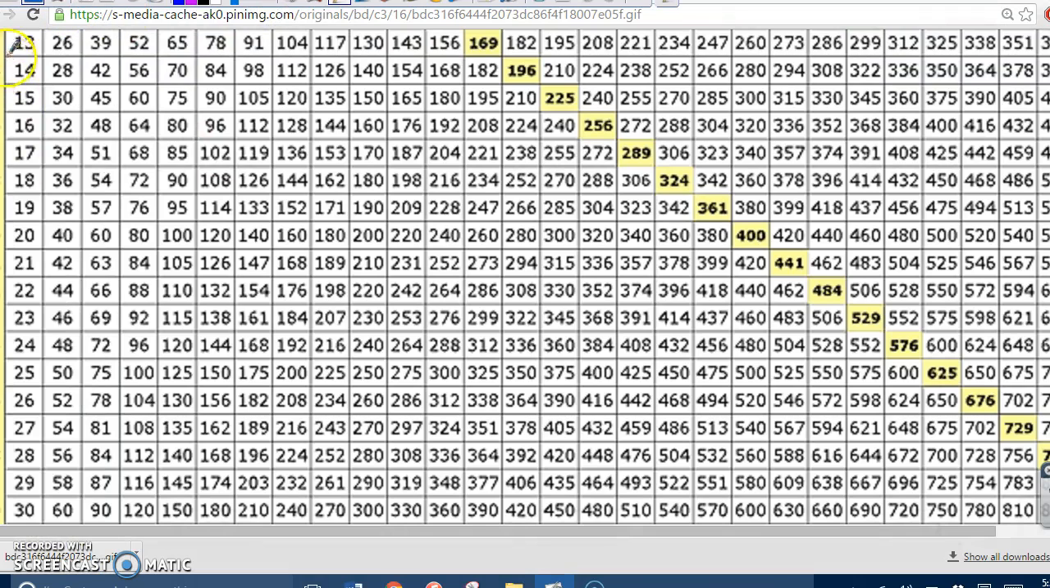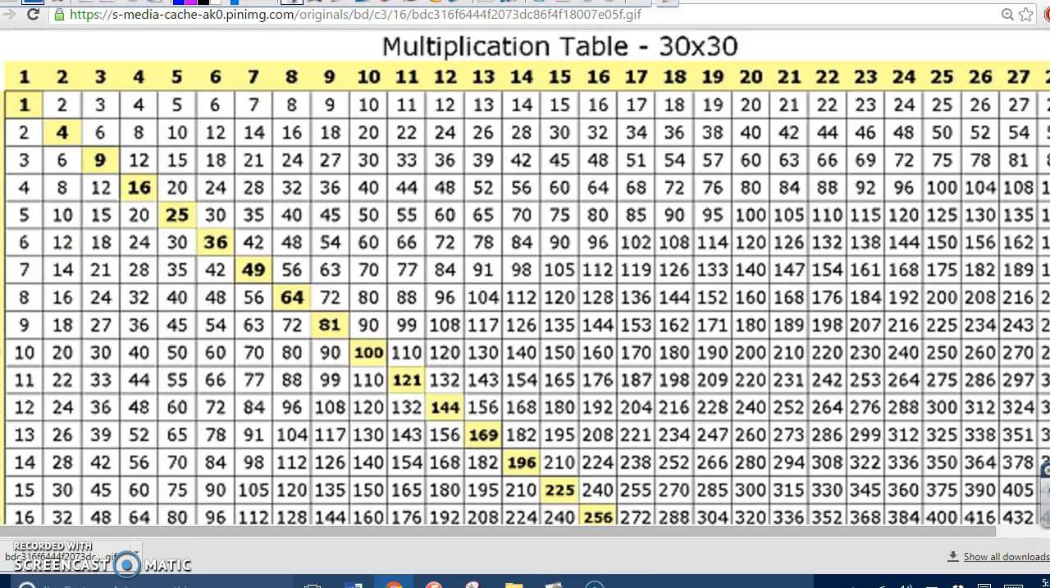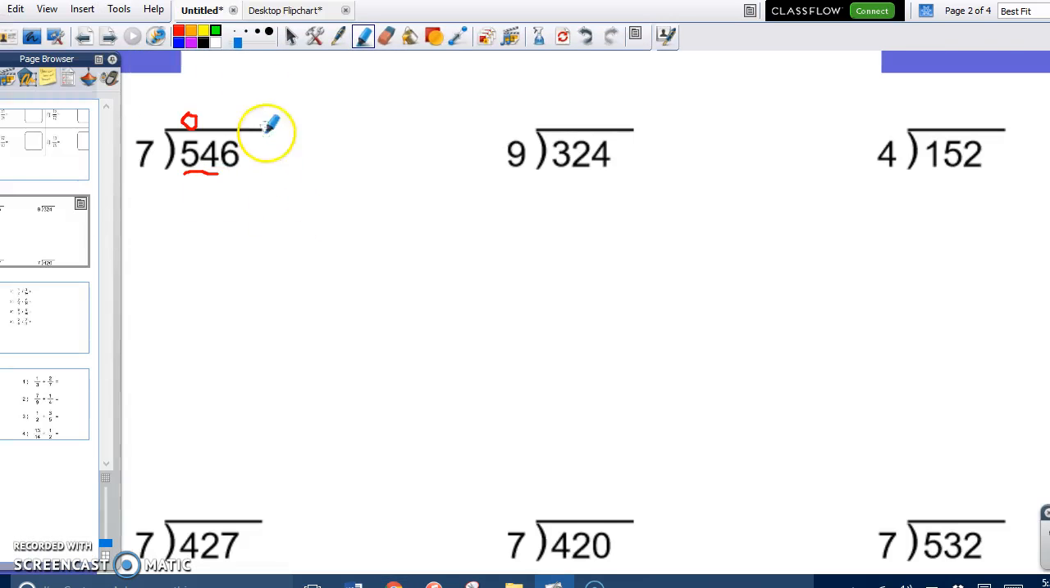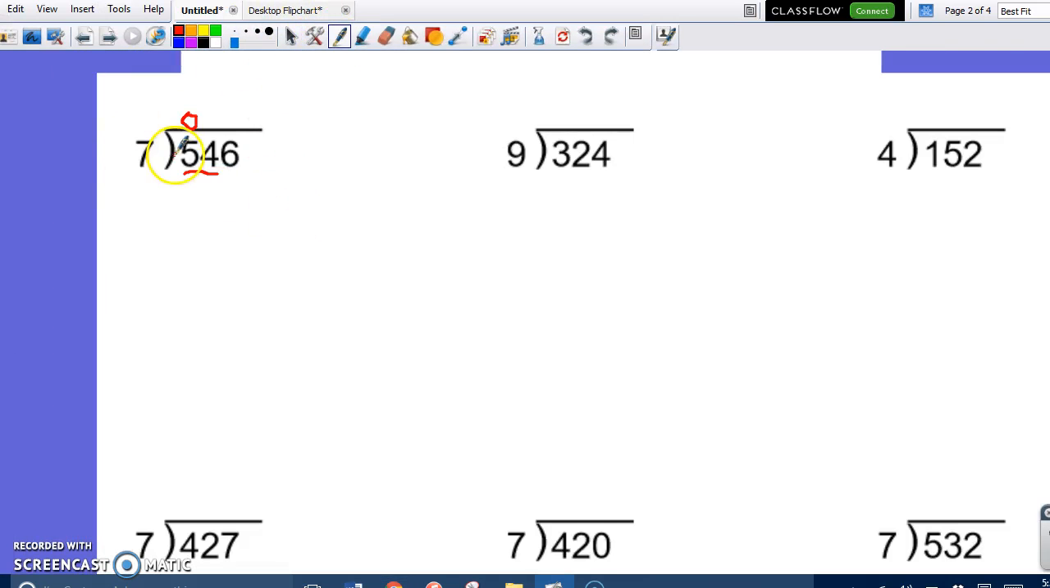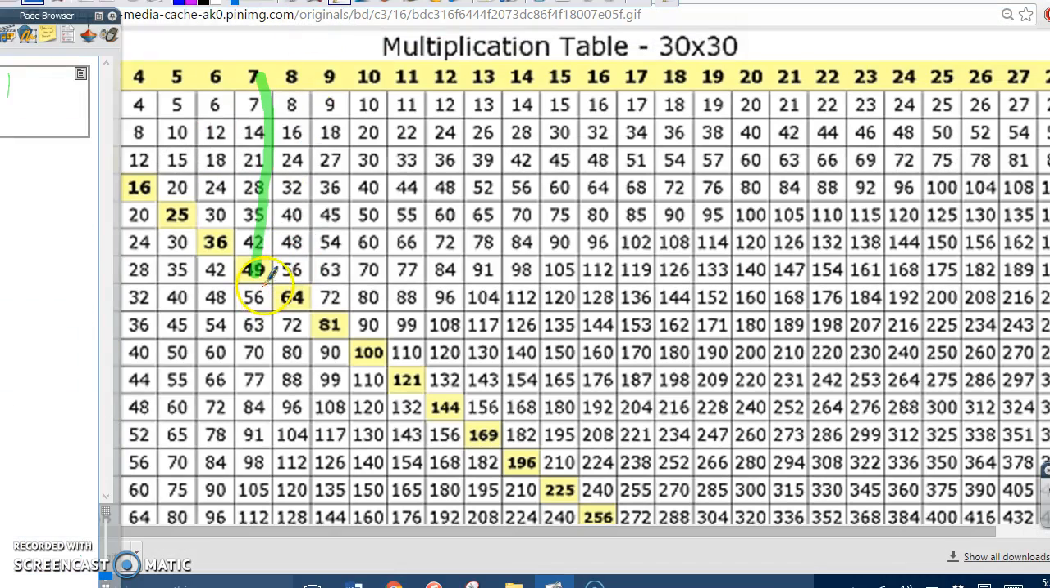You go looking into your 7s column and try to get over to 54. 56, but that's too much, so I'm going to have to go with 49. So it will go 7 times, because obviously 7 times 7 is 49. So I'm going to take that 7 and bring it back over to my problem. 7 will go into 54 7 times, because, again, 7 times 7, 49.